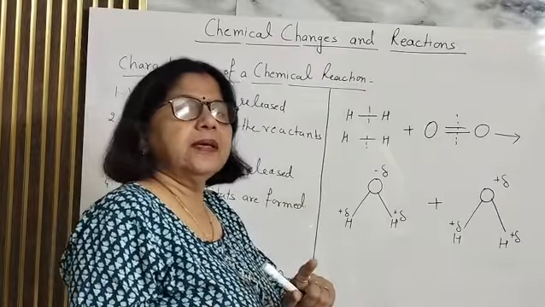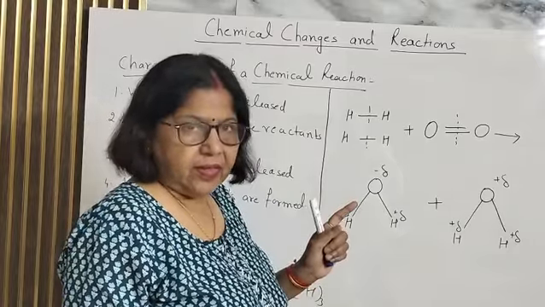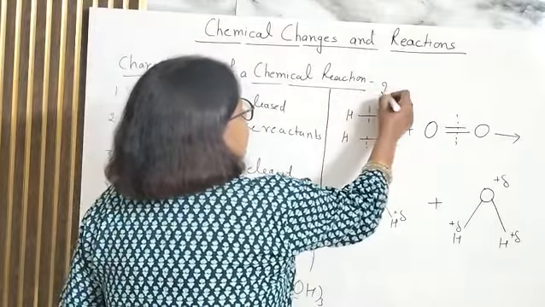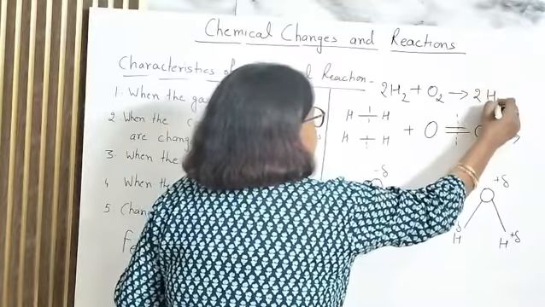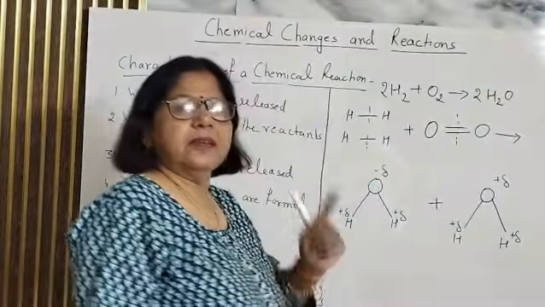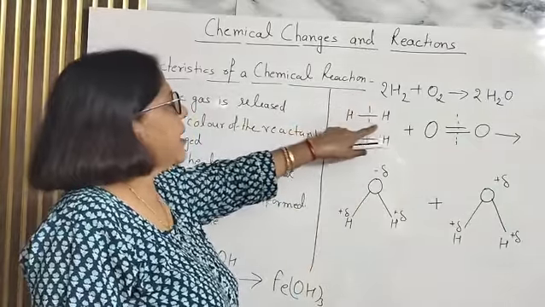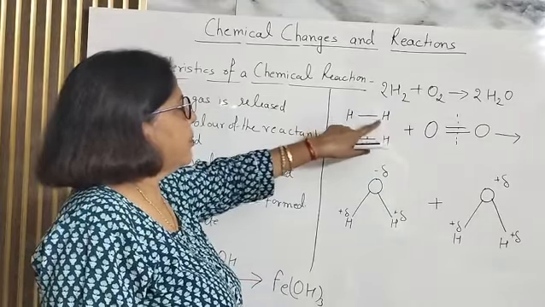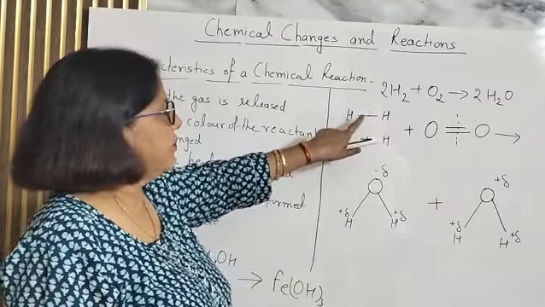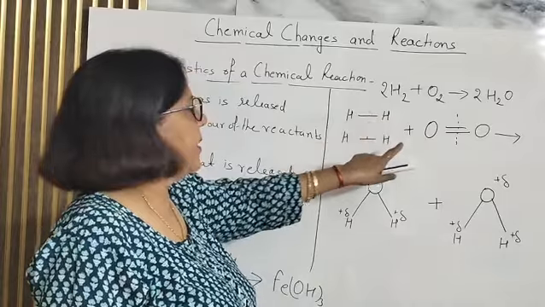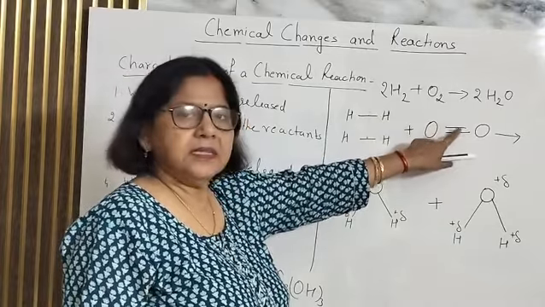Now what happens during a chemical reaction? This is the last topic for today's class. Something very interesting. You must have studied the reaction 2H2 plus O2 giving 2H2O. Before the reaction has taken place, the shape of the hydrogen molecule was H single bond H, and H single bond H. This was the reactant. This was the shape of the molecule, and there was a double covalent bond between the two oxygen atoms.